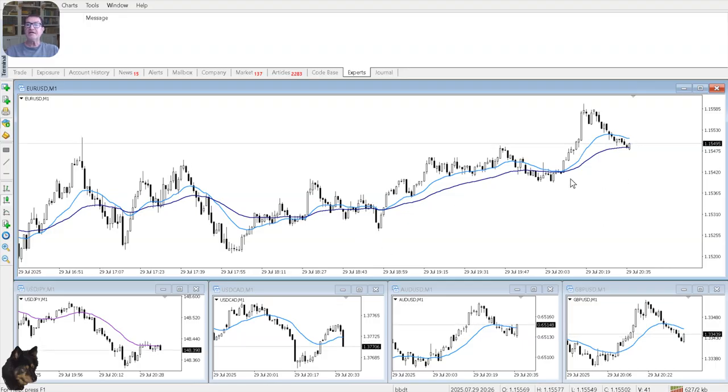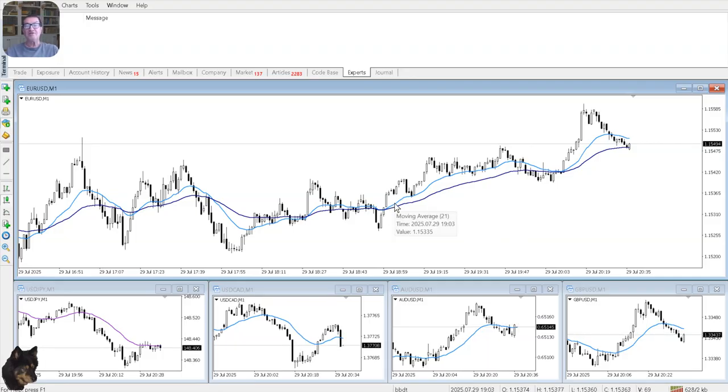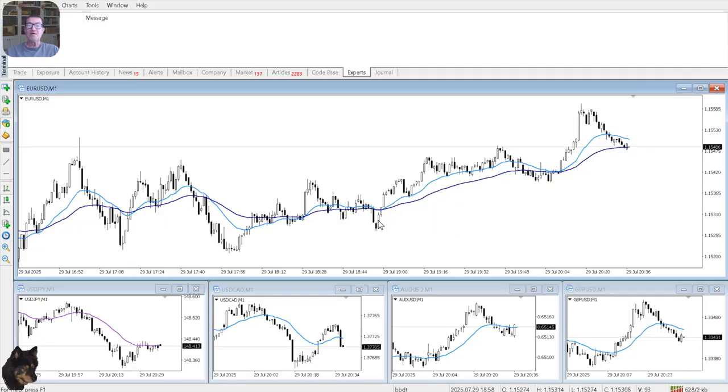Now, in this case, the premise of this trading method, which is very, very simple, is if the fast EMA, which is in lighter color, crosses above the slower EMA and price is above the fast EMA, you've got a buy signal, and the reverse is true for a sell signal.